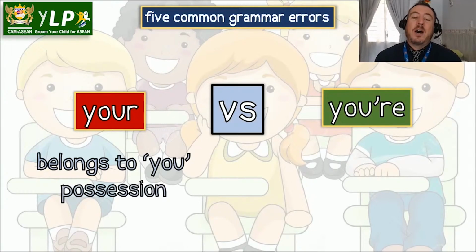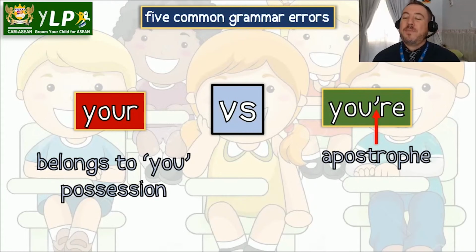Okay, so the word that we use when we talk about things that belong to people is possession. A possession. A possession is something that belongs to somebody. Okay, this mobile phone is mine, therefore it is my possession. It belongs to me. Okay, now let's look at the green you're.